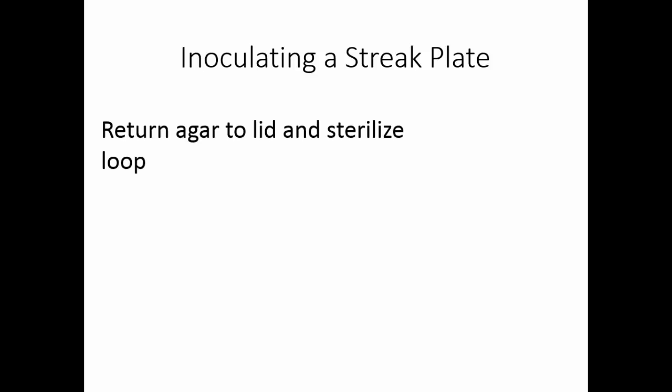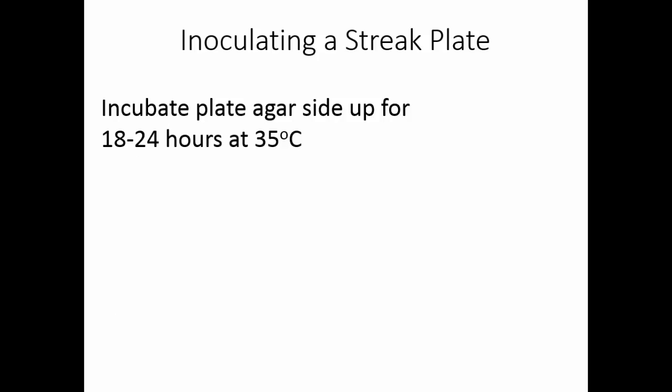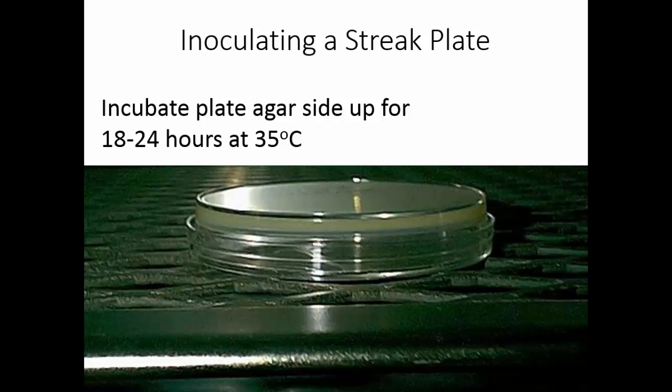Return the agar to the lid and sterilize your loop. Label the plate, and you always label the agar containing portion of the Petri dish. You will then incubate the plate upside down in the incubator for 18 to 24 hours at 35 degrees centigrade.